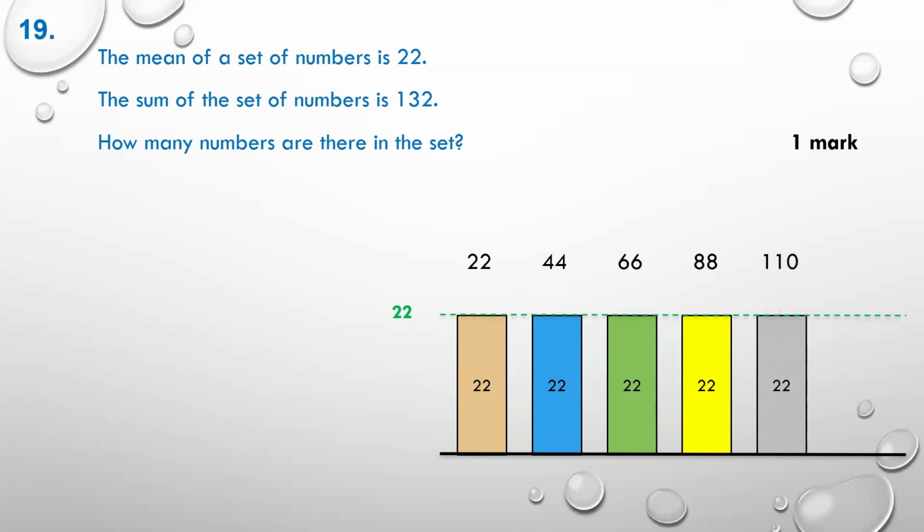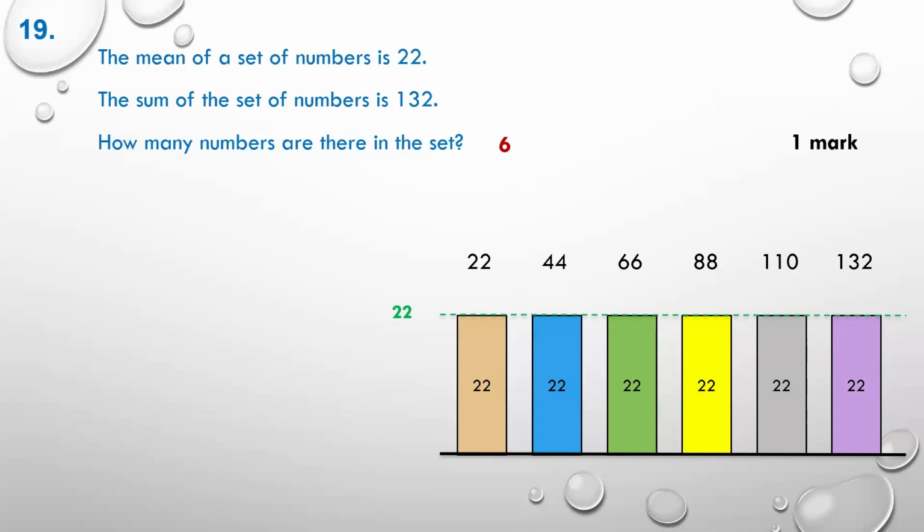So if we had it here, it's showing us that the mean of the set of numbers is 22, but the sum, if there were only 5 numbers, is 110 right now. We didn't reach our total, so let's add another 22. So that will give us 132. So it tells us that when we have 6 numbers averaging 22, then that total or the sum is 132. So there are 6 numbers in the set.